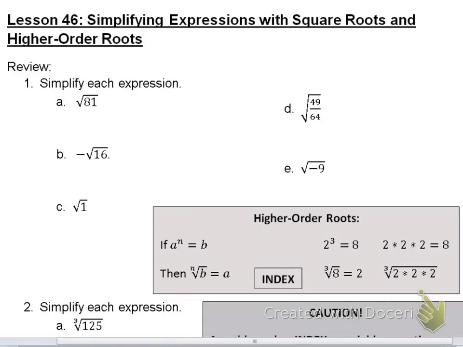Welcome to Lesson 46, Simplifying Expressions with Square Roots and Higher Order Roots. We're going to start with some review on square roots. So we're just going to do a few examples here.